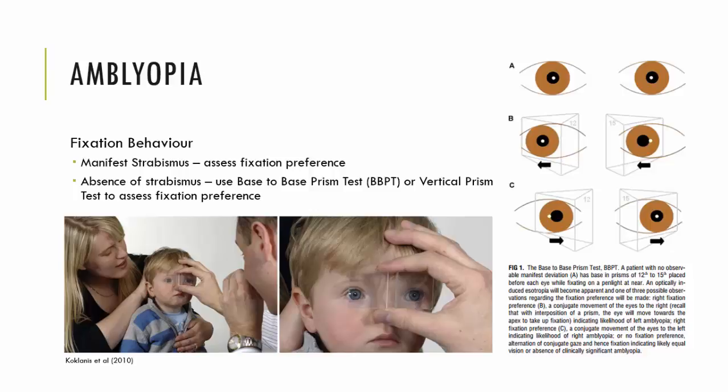Another alternative is to use what's called the vertical prism test, which is similar to the base-to-base, but here what you do is usually take a 10 diopter prism, put it vertically in front of one eye, induce a vertical strabismus, and similarly to the base-to-base, you look to see whether there is a fixation preference, whether the patient prefers to fix the right eye, left eye, or whether they're happy to alternate.